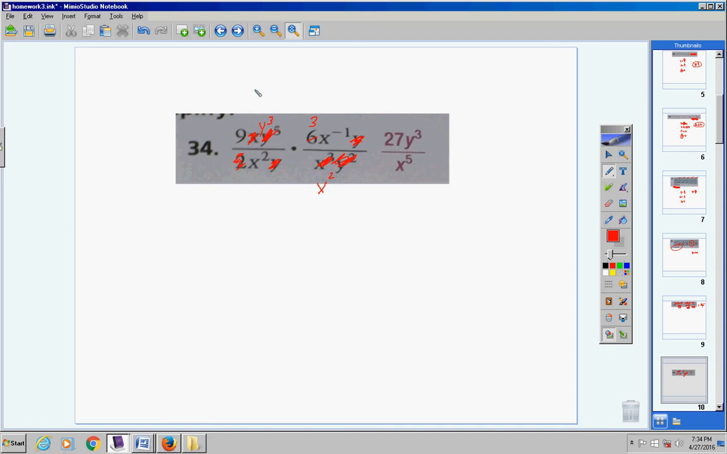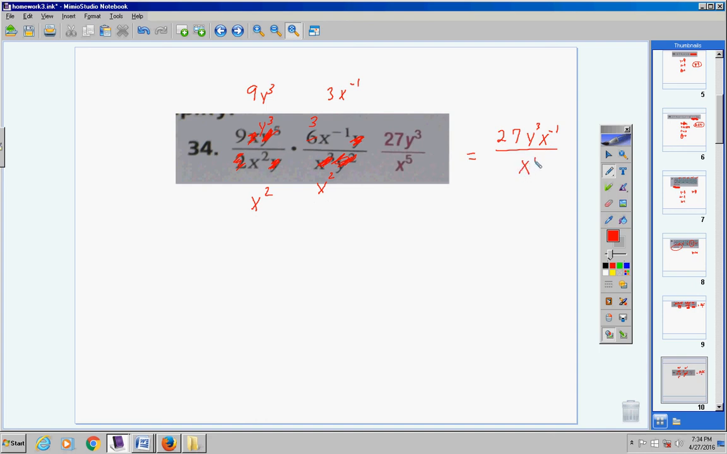So up top here, I'm left with 9y to the third. Here I'm left with 3x to the negative 1. Down here I'm left with x squared, and here I'm left with x squared. So let's see what we get. 9 times 3 is 27. Y cubed times x to the negative 1 would be y cubed x to the negative 1. Here we have x squared times x squared, x to the fourth.